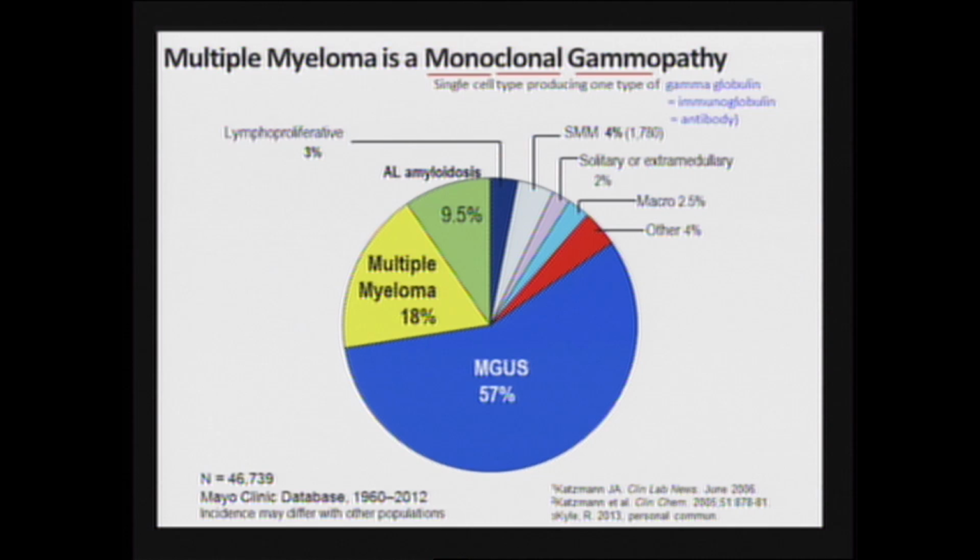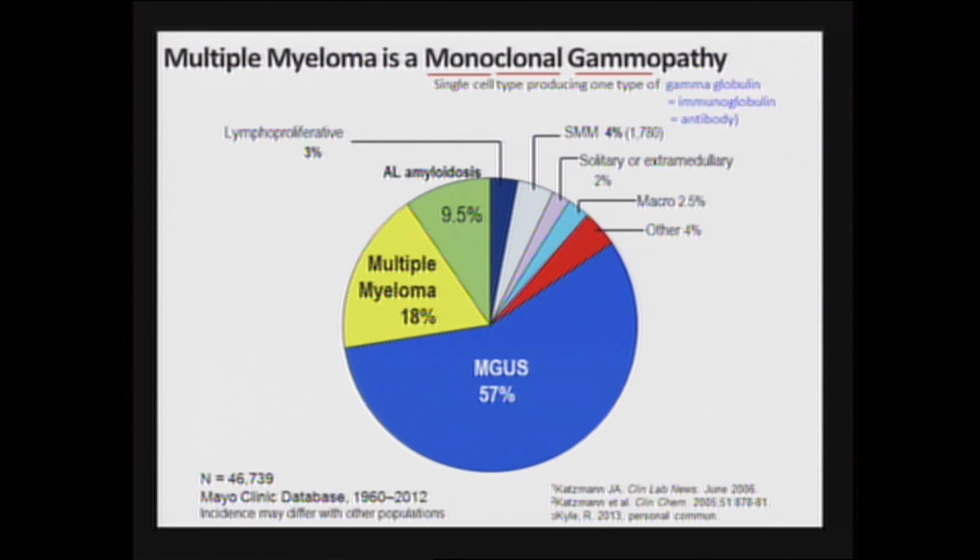So as I said, multiple myeloma is a monoclonal gammopathy. And so this big word, if you break it down, mono means single. So it's a single cell. Clone means cell. It's a gammopathy because that comes from the term gamma globulin, which is what the immunoglobulins are called. And then pathy is a disease. So it's a single cell type producing one type of immunoglobulin. And I'll use these terms interchangeably. The gamma globulin, immunoglobulin, antibody, they're all about the same thing. They're all the same molecule that we're talking about.